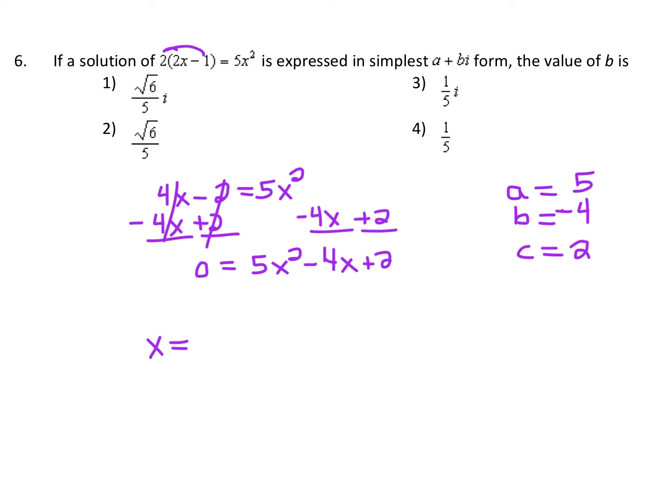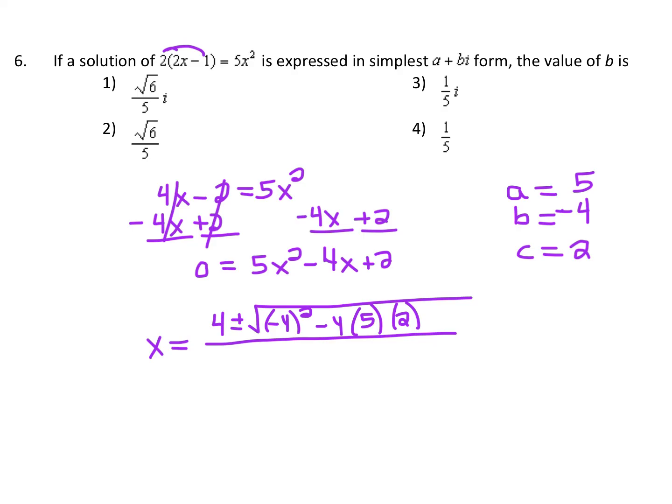So x equals -b, so -4 would be +4 plus and minus the square root of b squared. So you could either put in -4 in parentheses and squared, or you could just write 16 minus 4 times A, which is 5, times C, which is 2. And that whole thing is going to be over 2 times A, so 2 times 5.